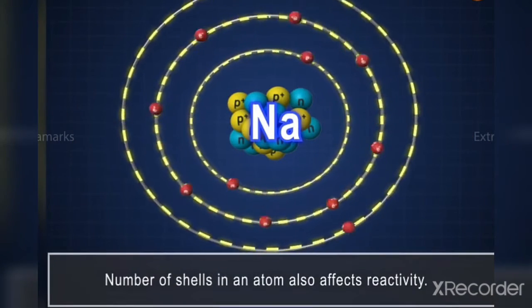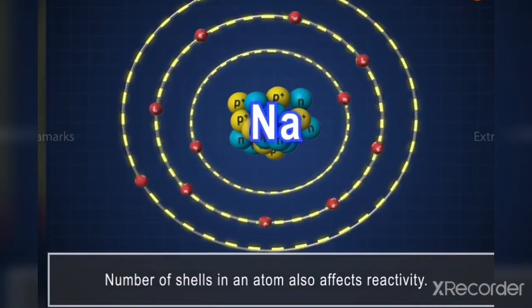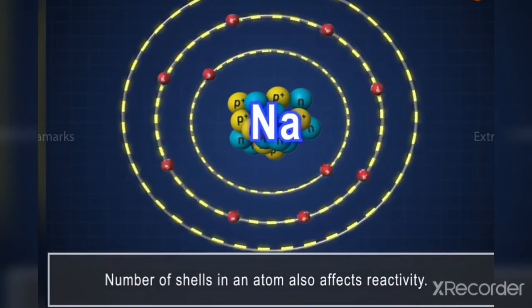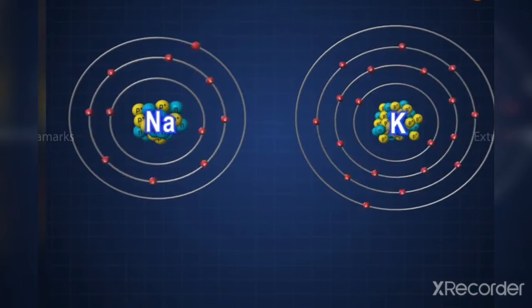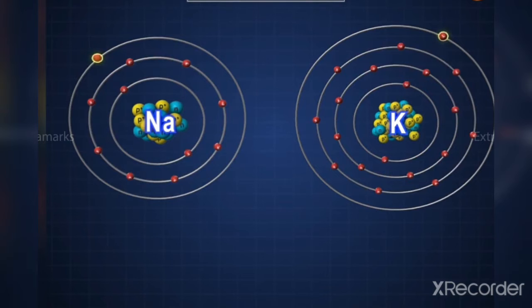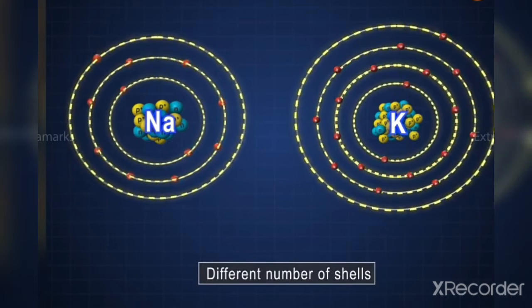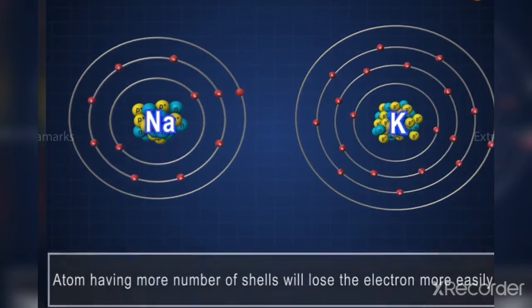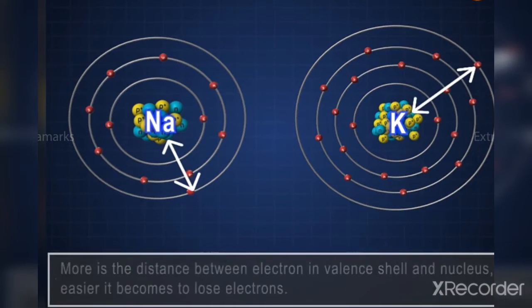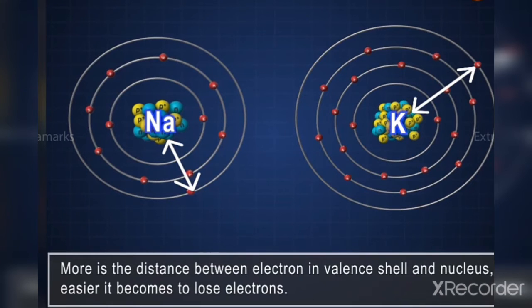The number of shells present in the atom of a metal also affects the reactivity of the metal. For example, consider 2 metal atoms having a single electron in the outermost shell but a different number of shells. The atom having more shells will lose the electron more easily. If the distance between the electrons in the valence shell and the positive nucleus is more, the electrons are lost easily, making the metal reactive.